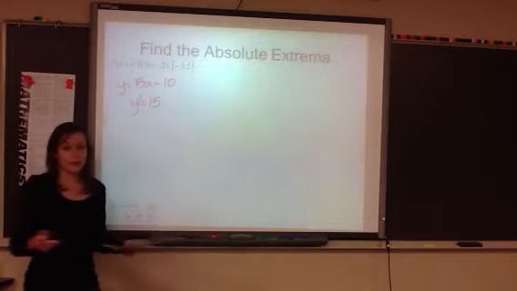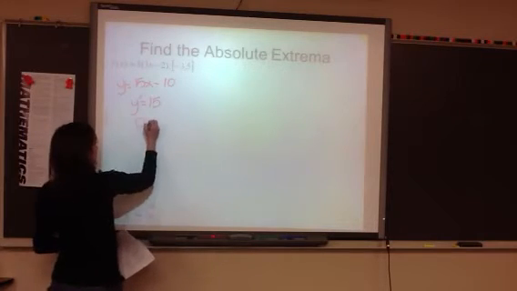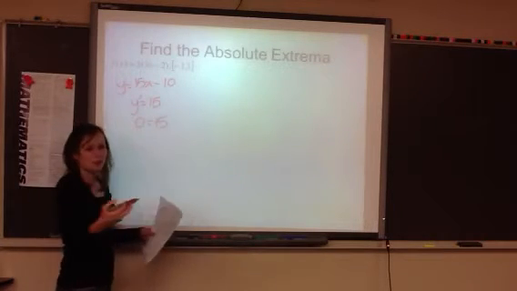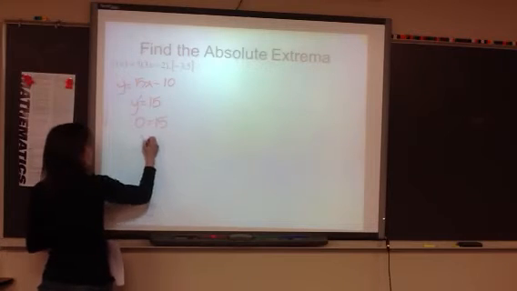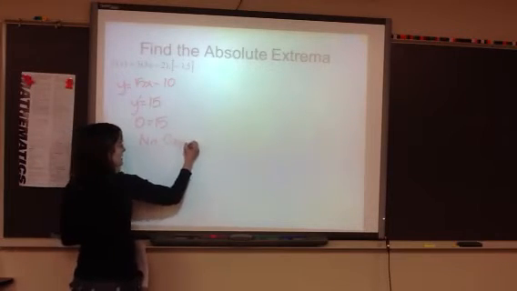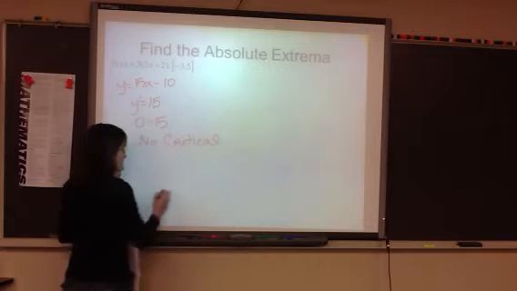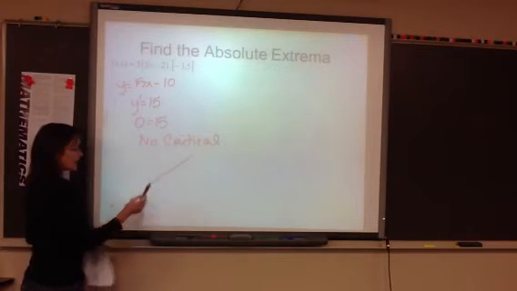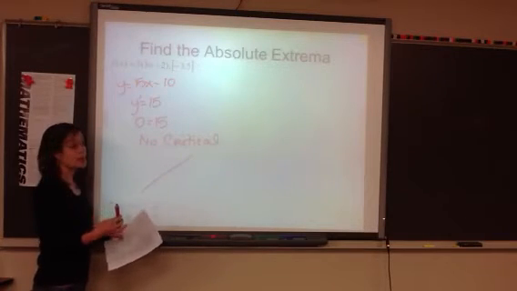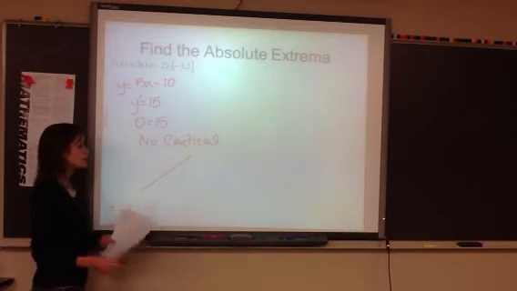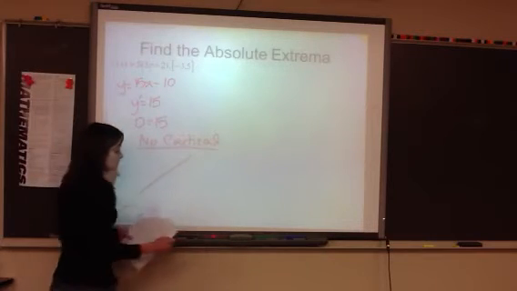So, critical numbers, we're going to set that equal to 0. Does 15 equal 0? No. So there are no critical numbers. And if you think of a linear equation, it doesn't have a high or low. It doesn't have any holes or asymptotes, so that's why you don't get any critical numbers.